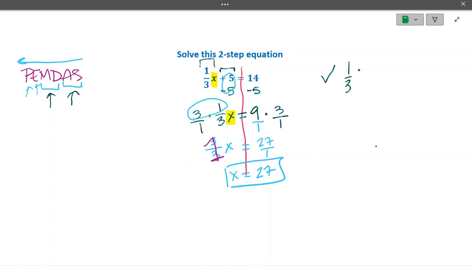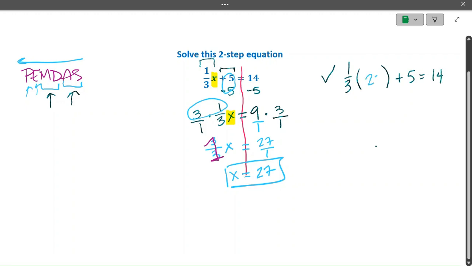All right, our last step is to check our answer. Everywhere I see x, I'm going to put in 27. Okay, so here we go. I'm putting in 27. 1/3 times 27, or 1/3 of 27, is 9 plus 5, and that in fact equals 14. We solved this two-step equation correctly.